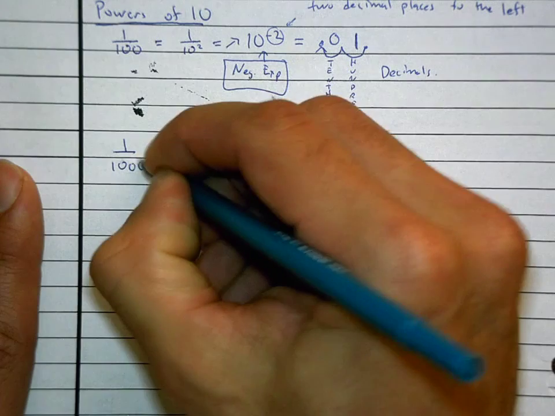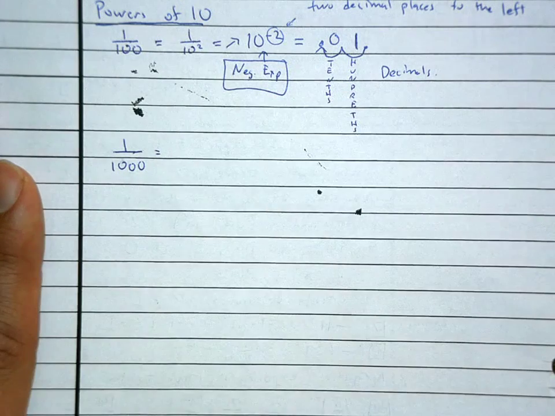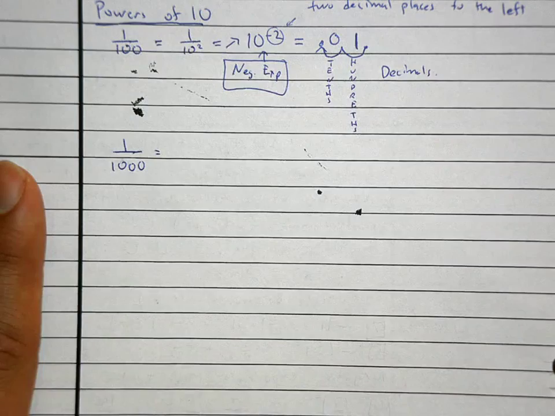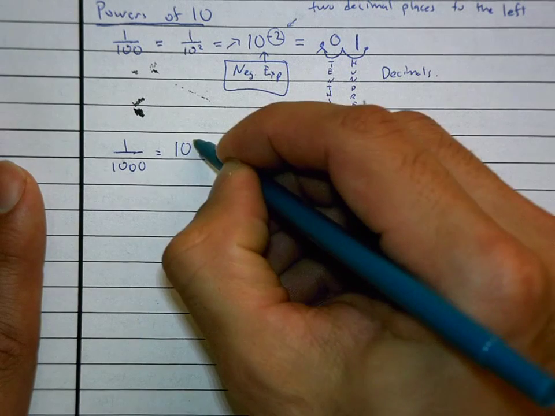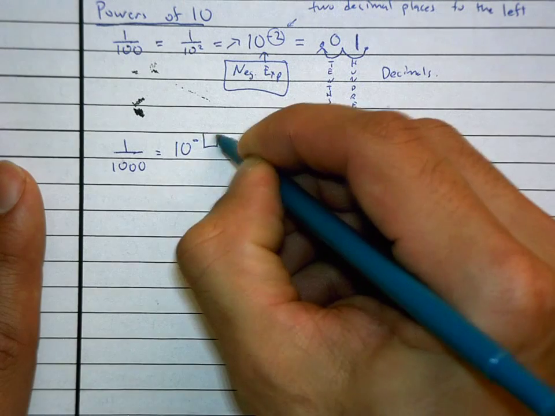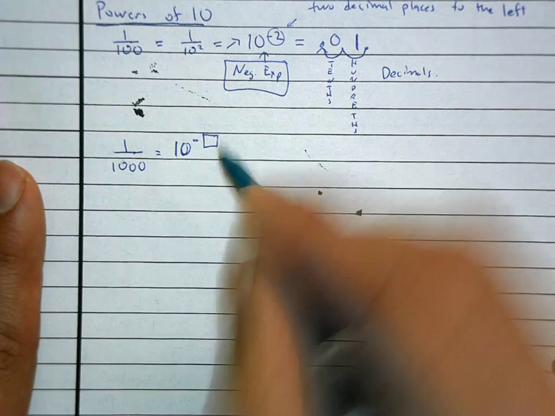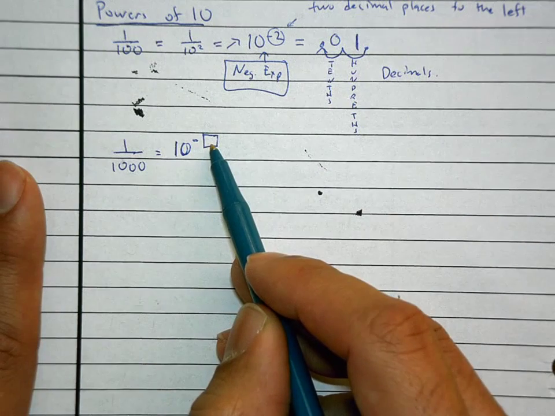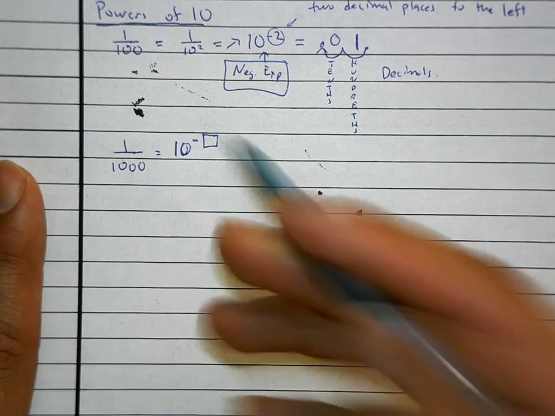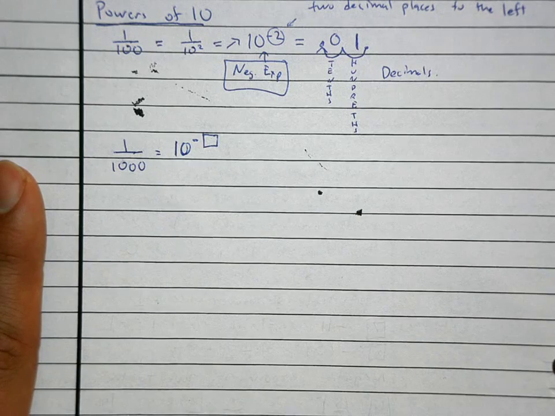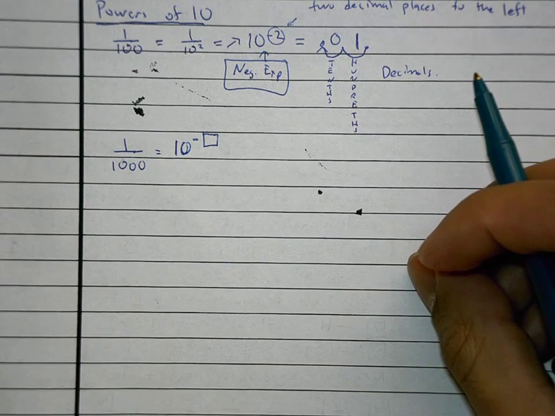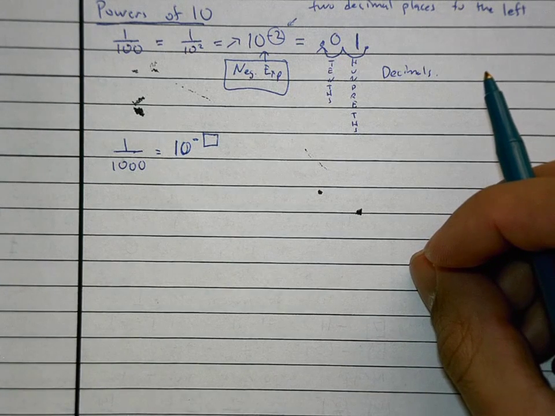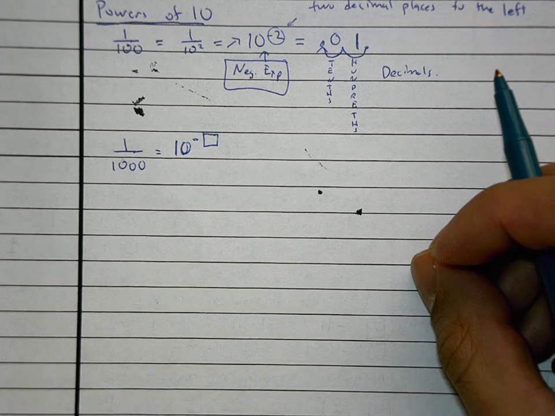1 over 1,000. Okay? That is 10 to a negative number. I'm going to put a big box here, a blank spot for you. It's 10 to the negative something. If you know what it is, put your answer in the box and then take a peek at your neighbor's paper and see if you have the same thing. Go ahead. Put your guess.